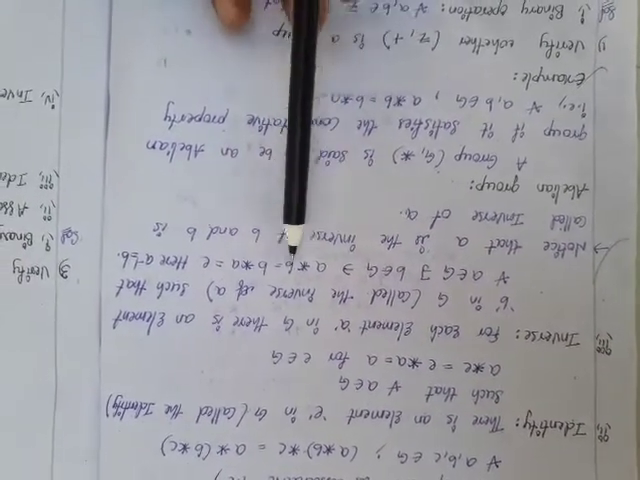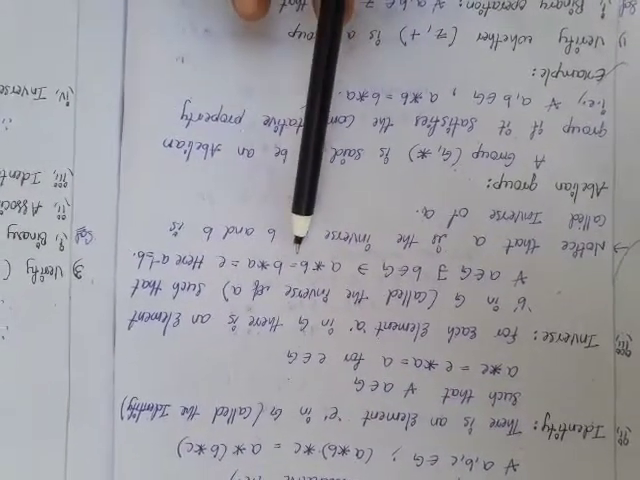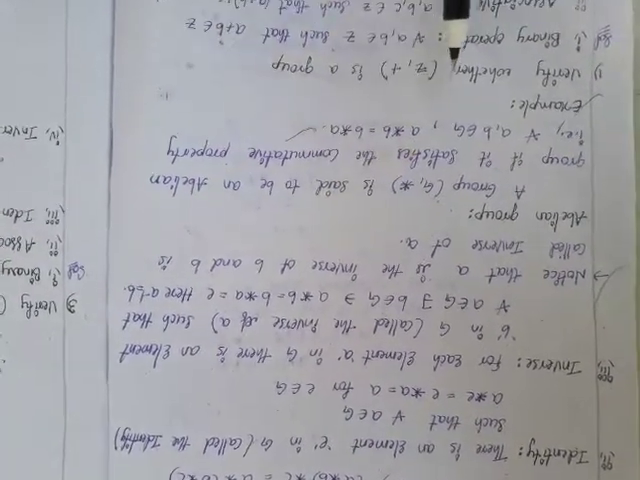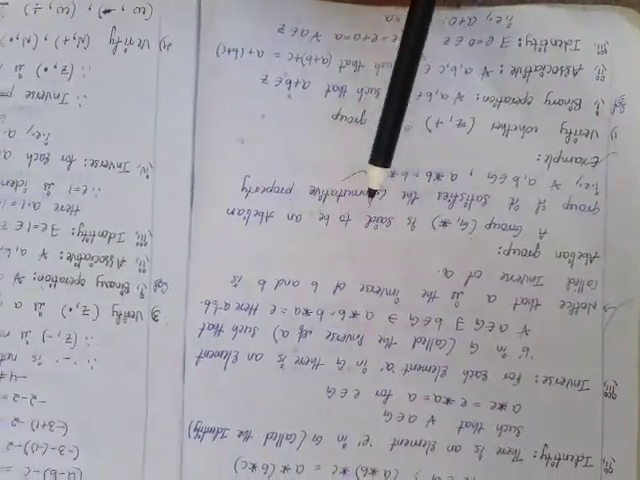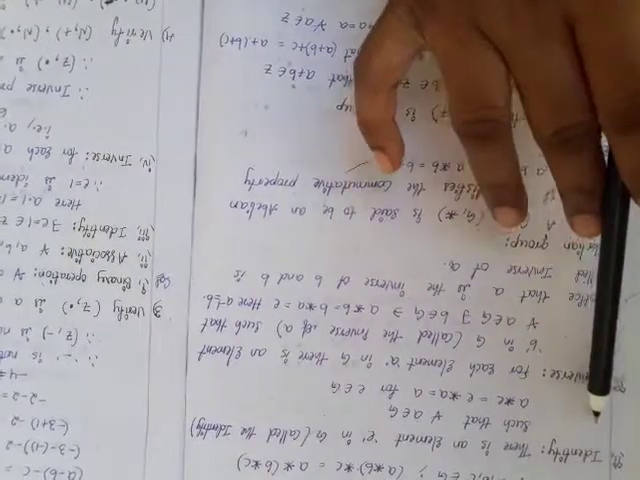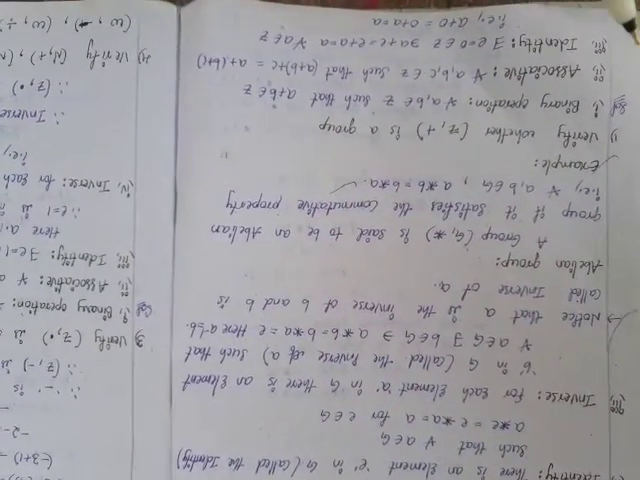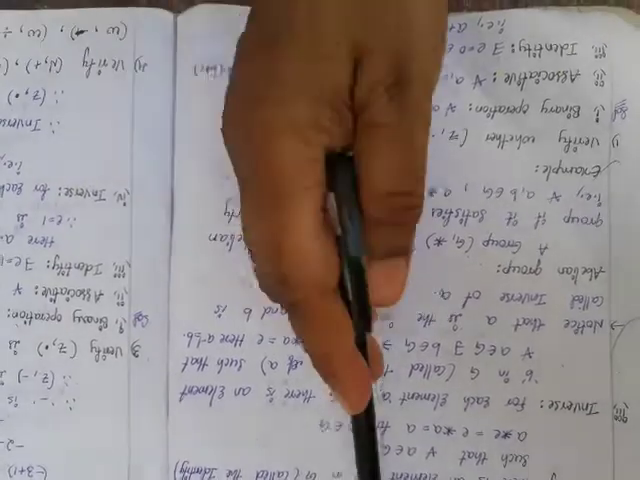Nothing but the product of any two elements we get identity, then it is called the inverse of each other. So this is called a group. Group means it satisfies binary operation, associative, identity, inverse property. Therefore capital G is called a group under star.